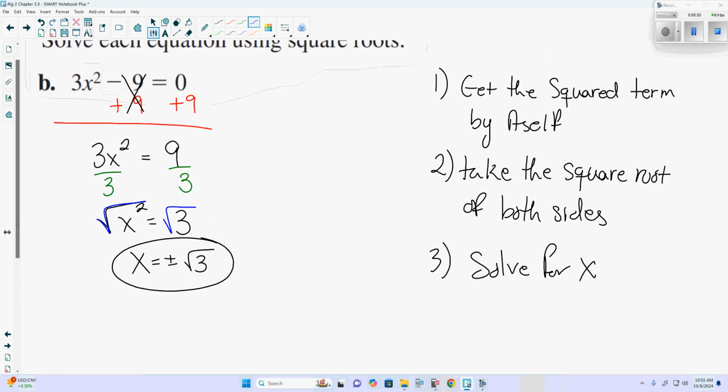Now x is by itself. We've already solved for it, so we are done. So for this here, the solution is plus or minus the square root of 3. Positive square root of 3 and negative square root of 3 are our two solutions for this here. Questions on this so far?